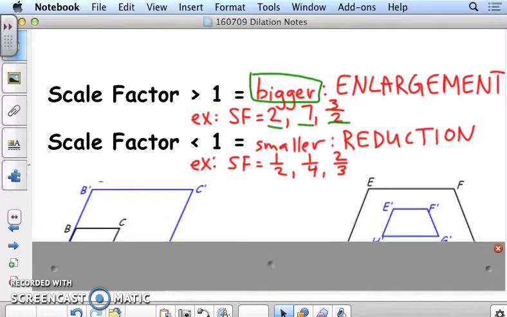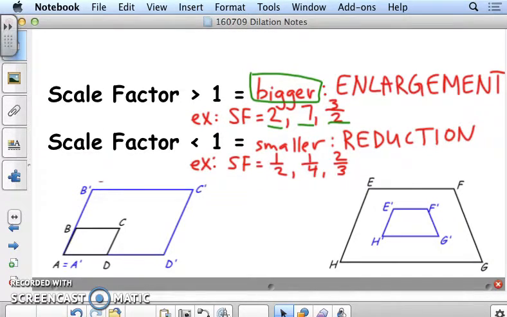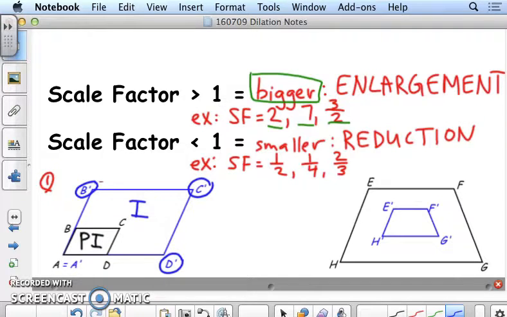So I'm going to look at these two final figures, and I need to first identify my image and my pre-image. So I'm looking at this first figure, number 1, and I'm looking for my pre-image, and I notice it is this black shape. This is my pre-image. That means my image is going to be this blue shape, and I know that because the blue shape has primes. It has B prime, A prime, C prime, and D prime. So I know this blue shape is my image. So I start at my pre-image, the black one, and I'm moving to my image, which is the blue one.